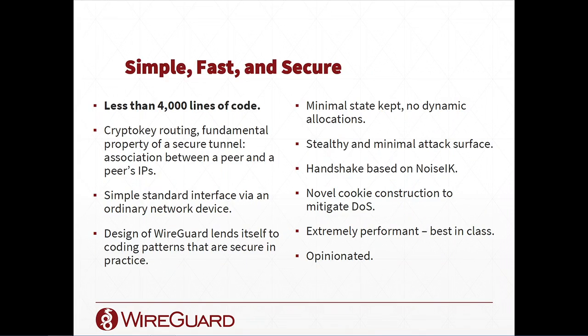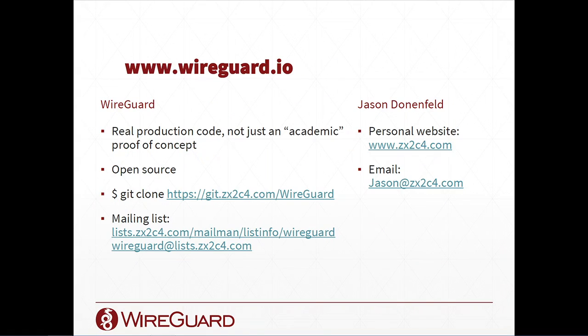So just to recap, it's less than 4,000 lines of code. We've got the crypto key routing, which associates a public key with an IP. We just have a standard network device, secure coding patterns, minimal state is kept. It's super stealthy. We have a modern handshake, DOS mitigation, and it's really fast. So you can learn more from wireguard.io.